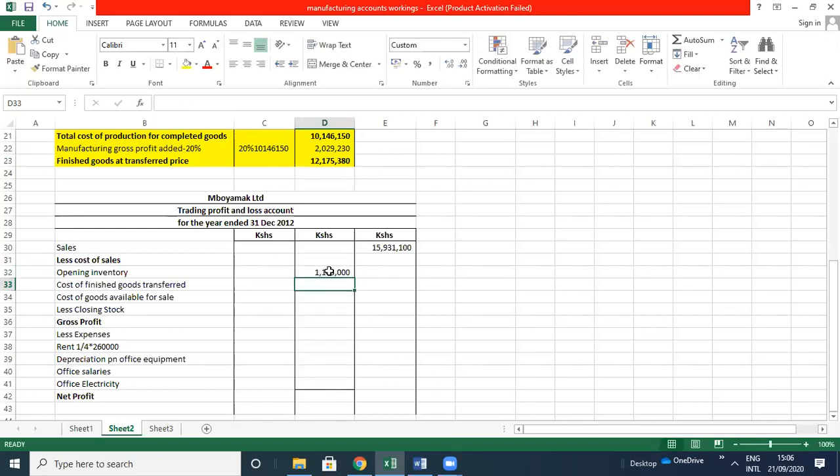Then we add cost of finished goods transferred. Someone give us the cost of the finished goods that were transferred. Very fast. 1442, no. What is it, Manuel?